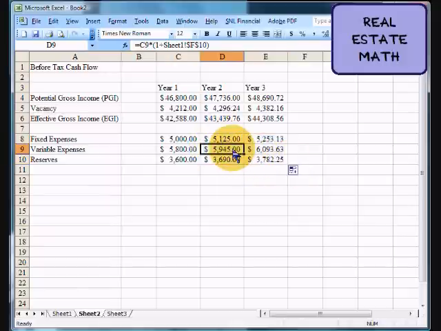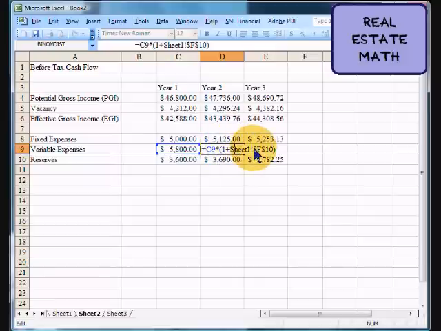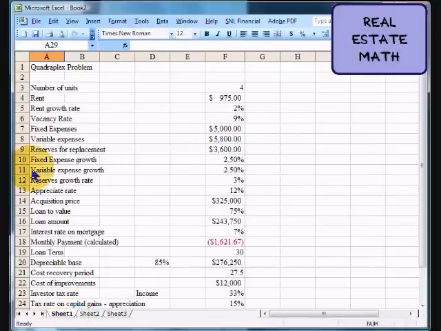You can see if I double click, it's showing me this 5,800 times Sheet 1 times dollar sign F, dollar sign 10. Those dollar signs mean that when I drag the cell, it's going to keep pointing to the same cell instead of changing that reference on the other sheet. If this is an unfamiliar part of Excel, you may want to take a look at cell references in the help or your text on Excel. But we can see Sheet 1, F10, is going to be our growth rate for variable expenses. Here's F10 right here, Sheet 1, F10.